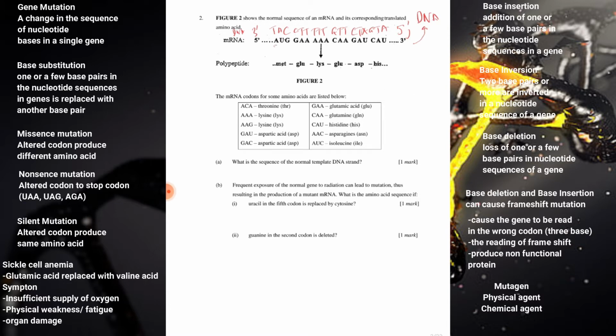So now 3 bases here, 3 bases, 3 bases, we call this a codon. A codon is a triplet base, and one codon encodes for one amino acid, for example methionine, glutamic acid, lysine. So this table shows different types of codons encoding for different types of amino acids. Now the question, what is the sequence of the normal template DNA strand? So here 3 prime, TAC, CTT, TTT, GTT, CTA, GTA, 5 prime.